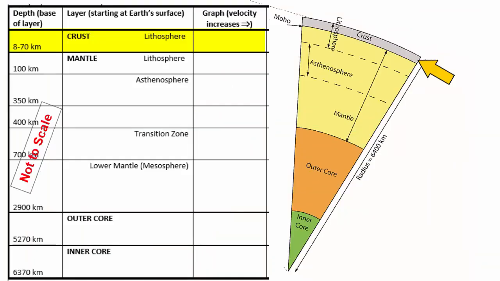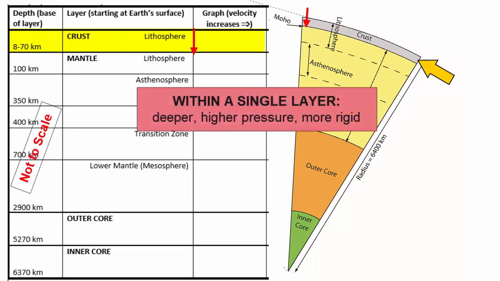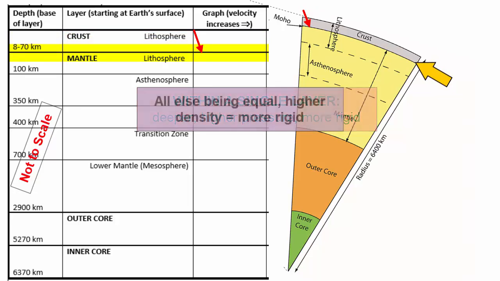So, starting at Earth's surface, we descend through the crust, a rigid layer that stays roughly uniform chemically throughout. However, the higher pressure that's encountered naturally with depth makes each deeper portion a bit more rigid than the portion above it. Thus, seismic waves will gradually speed up as they travel through the crust, which means the wavefront bends upward. At the base of the crust, seismic waves will cross into a new compositional layer, the mantle.